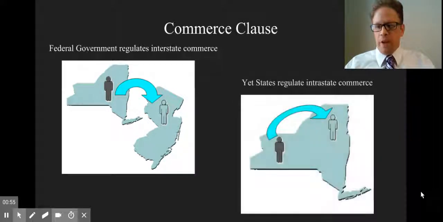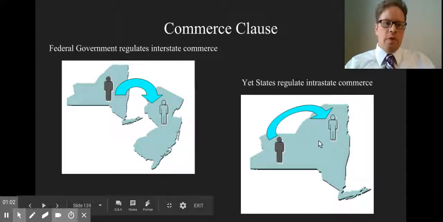Although I should point out, states can still regulate trade that doesn't actually cross state lines. So within the state of New York, if it doesn't ever cross a state line, they can actually regulate that commerce. But if it goes to different states, then that's the federal government.